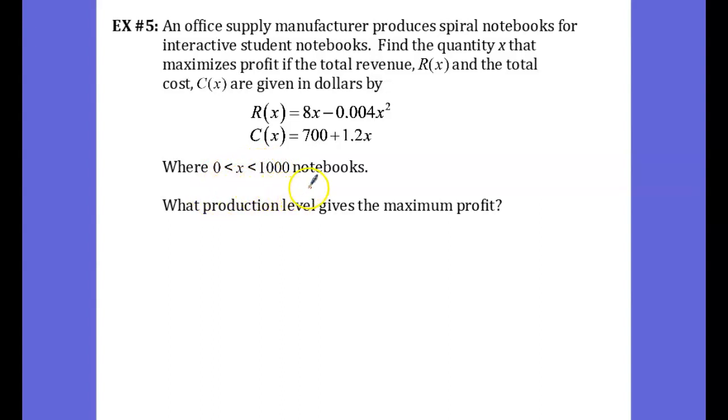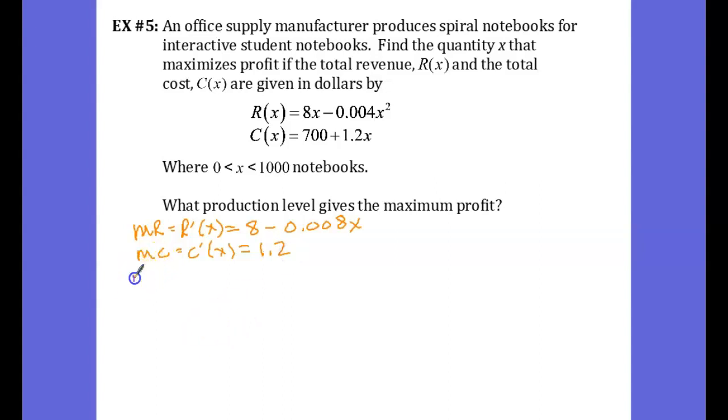What production level gives the maximum profit? In other words, how many of these notebooks should they produce to maximize profit? Well, to find that, we're going to set marginal revenue equal to marginal cost and solve for x, the number of notebooks produced. So let's begin by finding marginal revenue. MR is going to be equal to R prime of x, and that's going to be, using the power rule, 8 minus 0.008x.